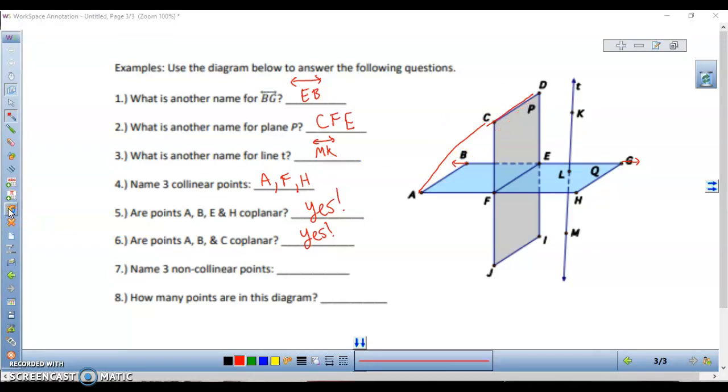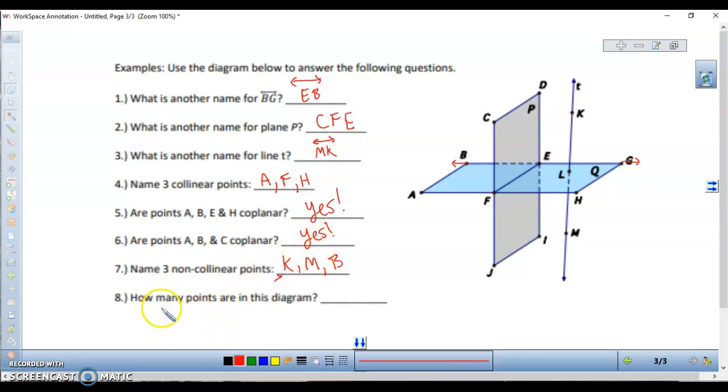All right. And then, let's see if I can undo those. And last, or 2 more. Name 3 non-collinear points. I just want 3 points that are not all on the same line. So I'm going to start with 2 points that are on the same line. How about like K and M? And then I'm just going to pick any old point that is not on the same line as K and M. How about B over here? And again, I'm listing this time.